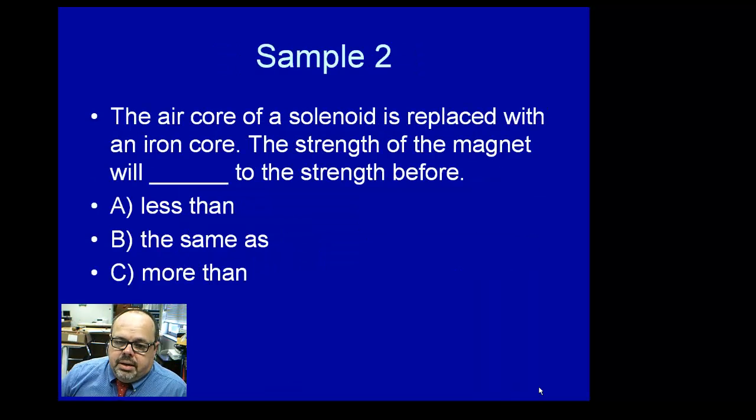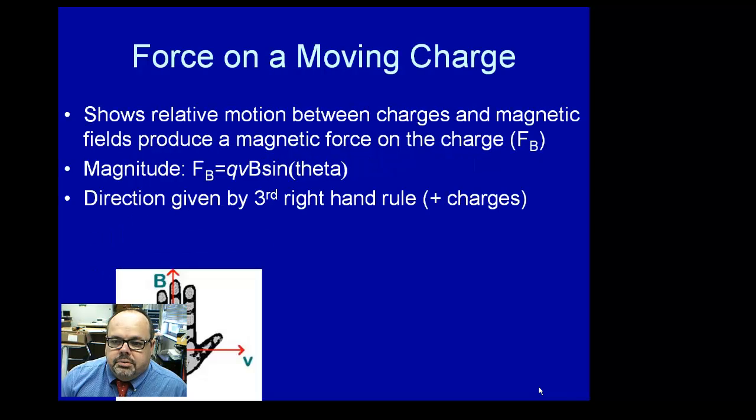Now let's look at a sample. The air core of a solenoid is replaced with an iron core. The strength of the magnet will be blank to the strength before. Well, obviously the iron core makes it stronger, so the answer is more than.